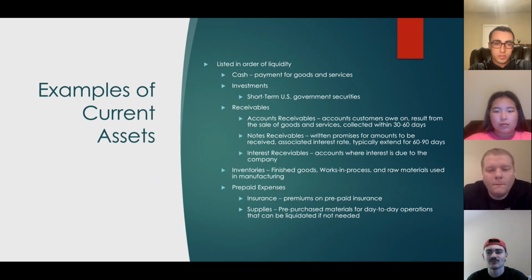Accounts receivable is accounts customers owe on, which results from the sale of goods and services, collected within 30 to 60 days. Notes receivable is written promises for amounts to be received, with an associated interest rate, which typically extends for 60 to 90 days. Interest receivable is the accounts where interest is due to the company. Then after receivables, it's inventories, which is finished goods, work in progress, and raw materials used in manufacturing. And then finally, in the order of liquidity, it's prepaid expenses, which come in the form of insurance and supplies.